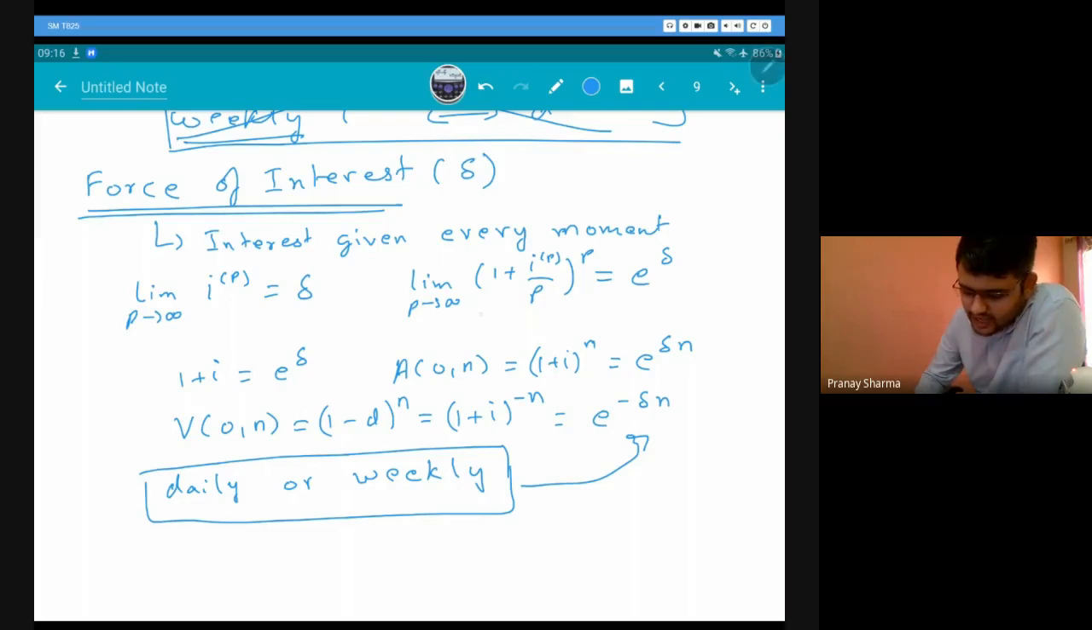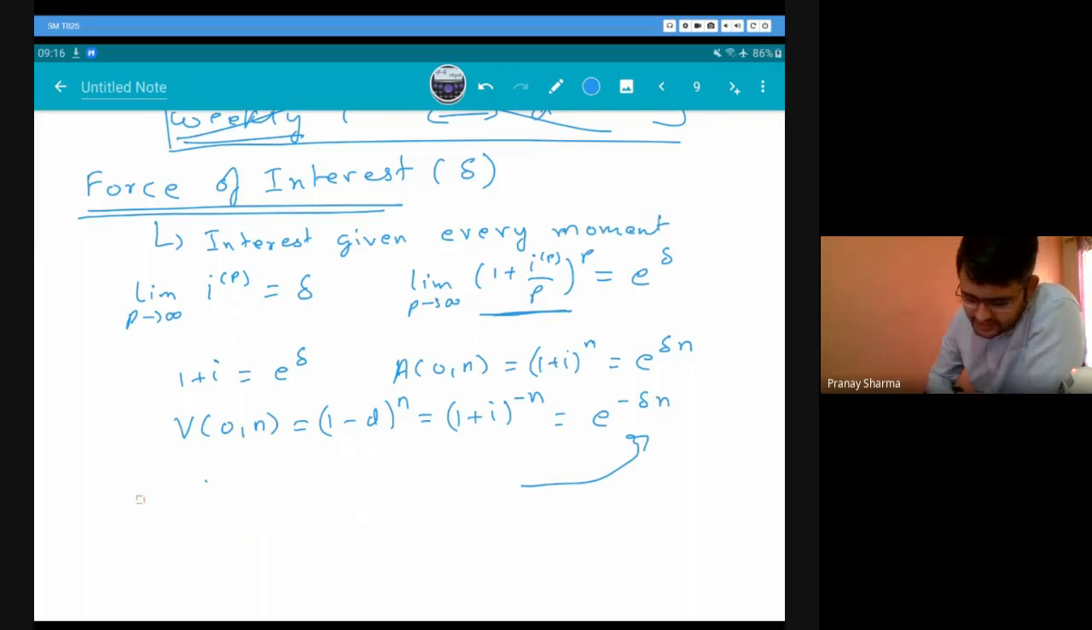Instead of writing (1 plus i^(p)/p) raised to p, we prefer writing e raised to delta. And addition here actually becomes integration. We'll see that later on. So let's say I need to find, for i equal to 10%, what is my delta. If you want to find delta, I will take my log on both sides.